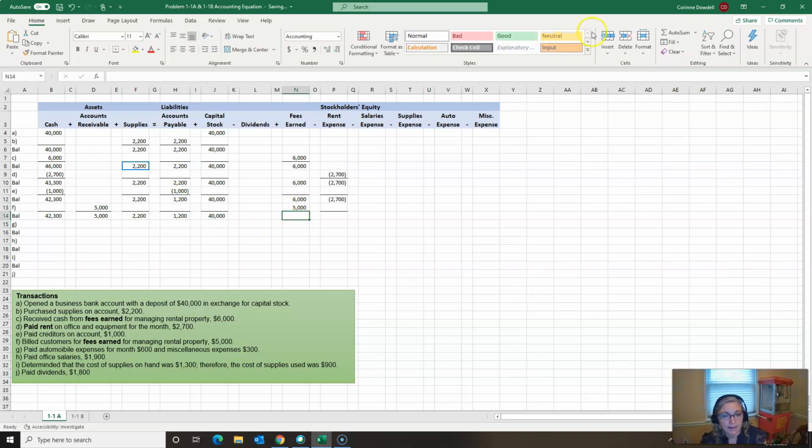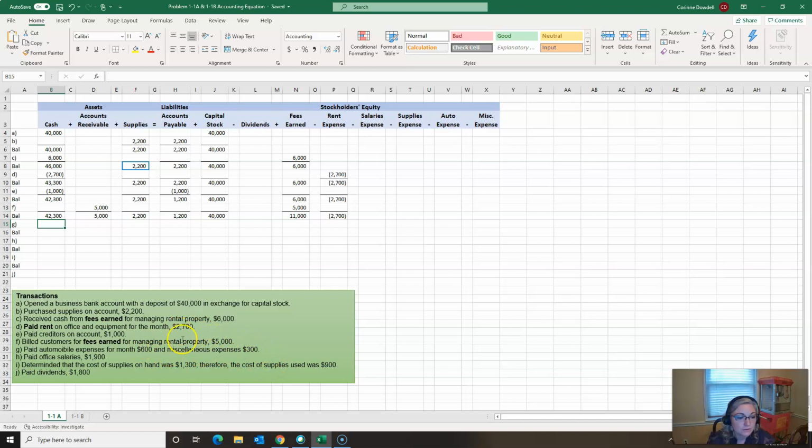Over here, we're going to be adding up our increase in fees earned and then rent expense. Now, if you wanted to check again to make sure that we're in balance, we can select these cells and we'll see that we have an updated balance of 49,500. And then coming over here, 49,500. So they do match, okay? All right, transaction G, paid automobile expenses for month 600 and miscellaneous expenses 300.